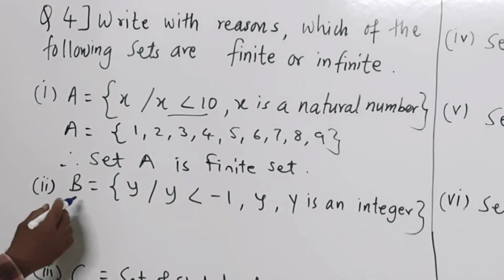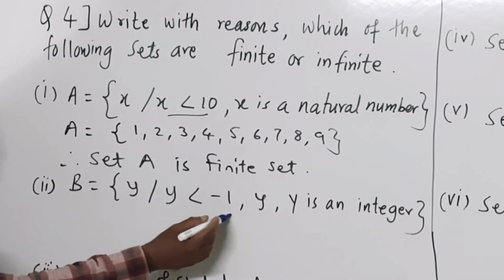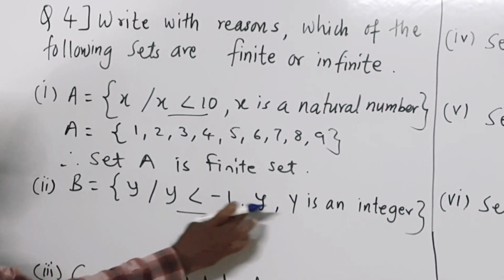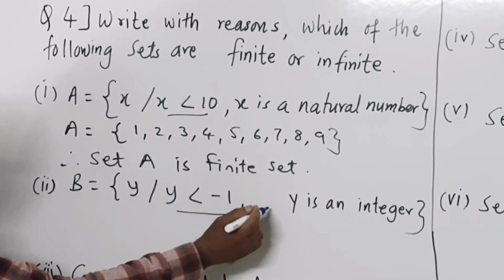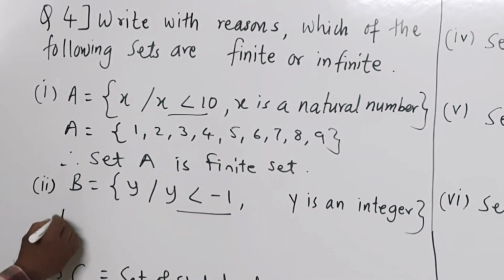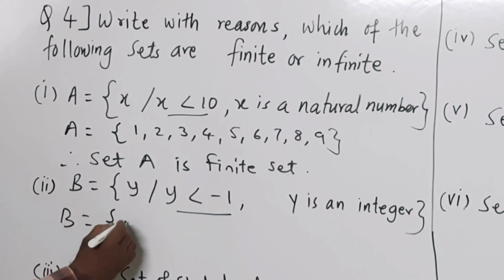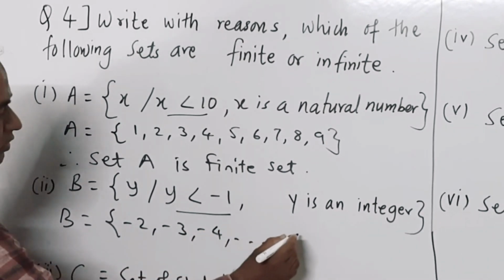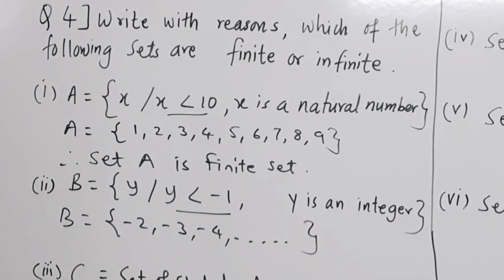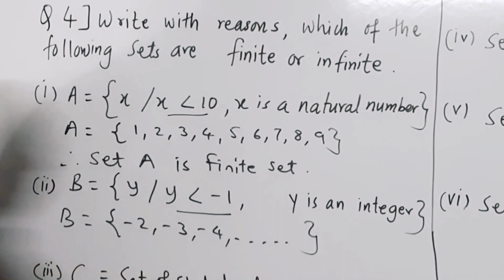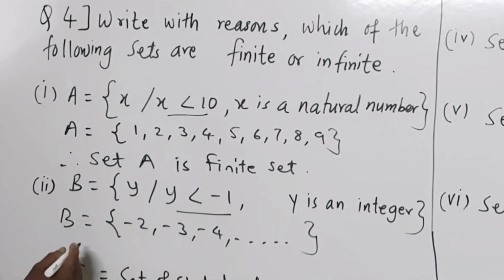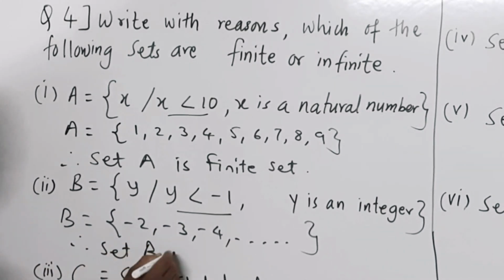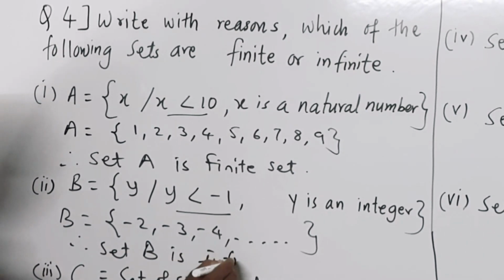Second, set B. B is equal to the set of all y such that y is strictly less than -1 and y is an integer. Therefore, the integers which are less than -1 are -2, -3, -4 and so on. So here there are unlimited numbers. Therefore set B is an infinite set.